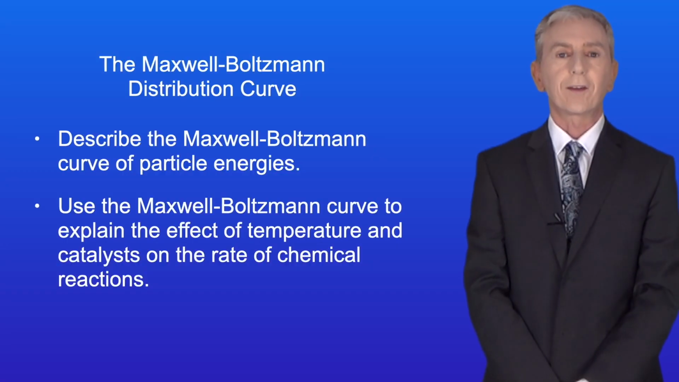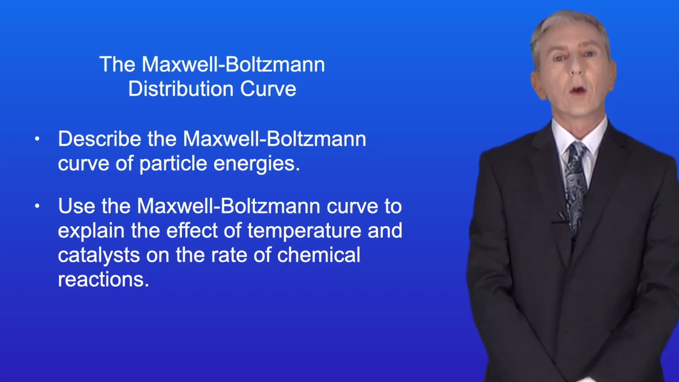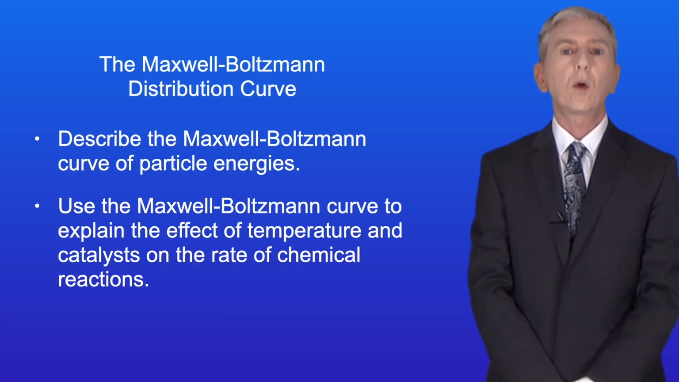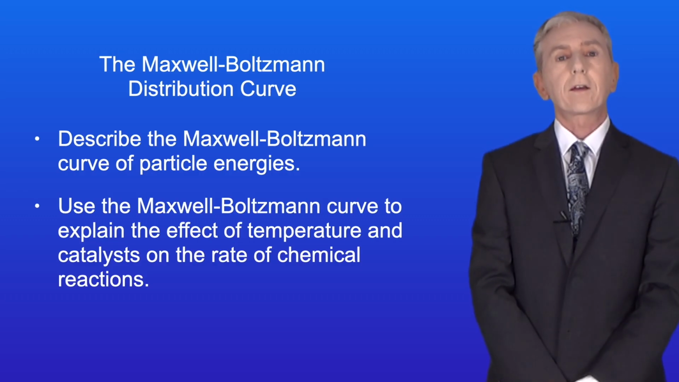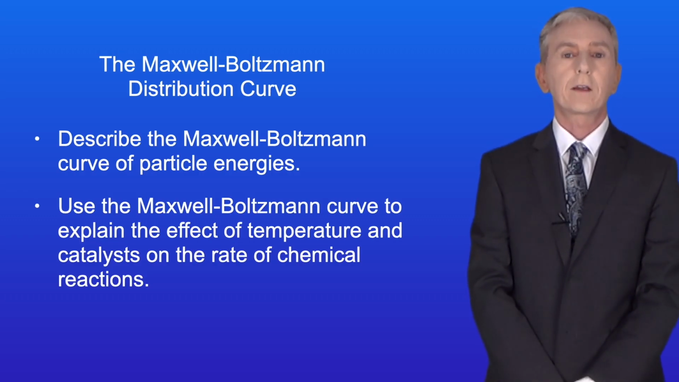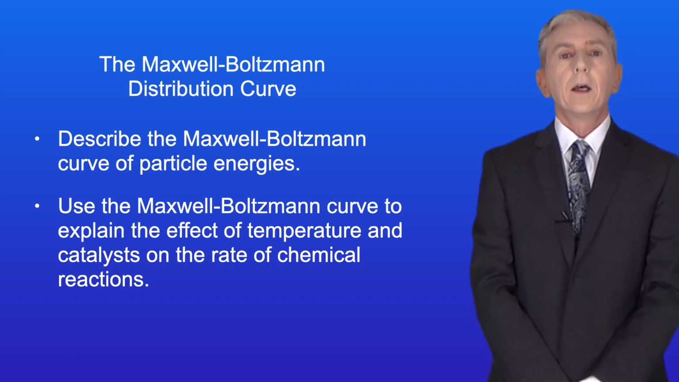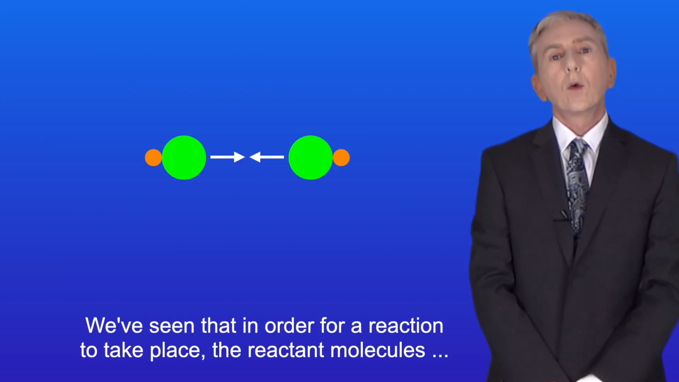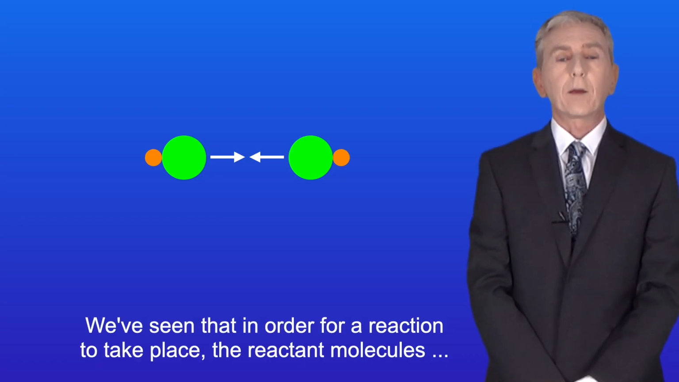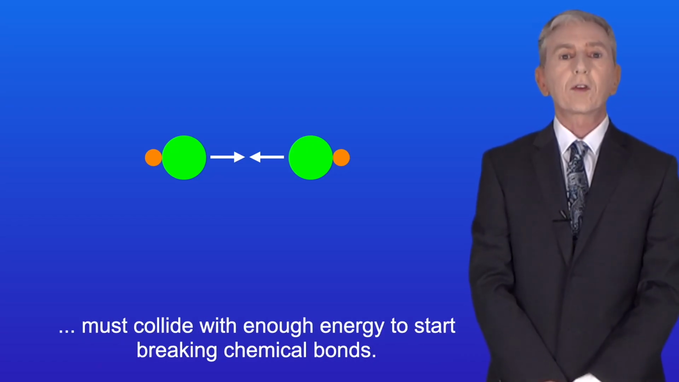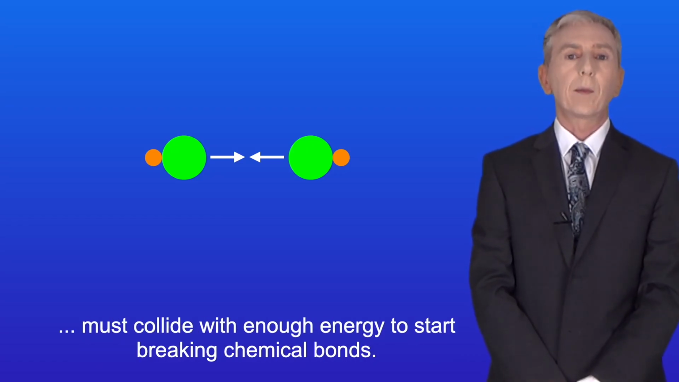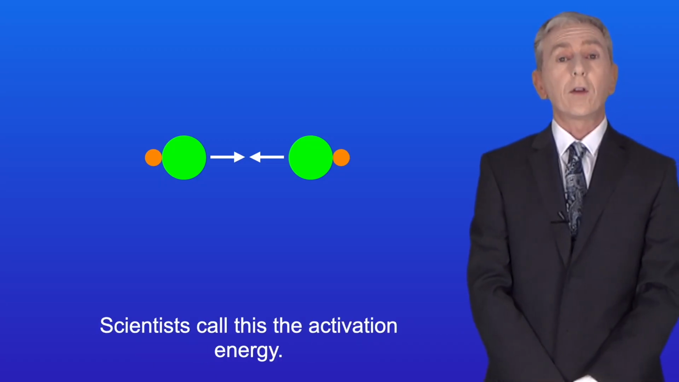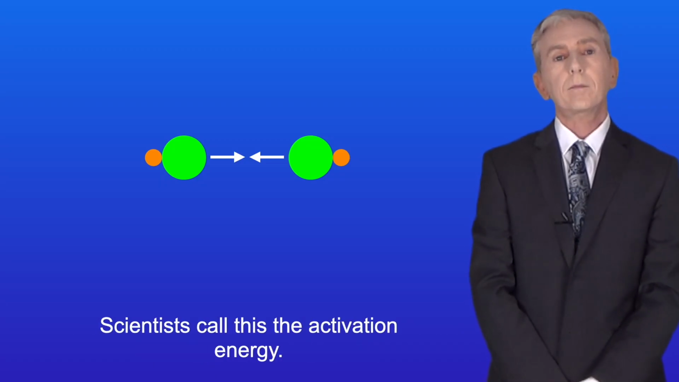Hi and welcome back to Free Science Lessons. By the end of this video, you should be able to describe the Maxwell-Boltzmann curve of particle energies. You should then be able to use the Maxwell-Boltzmann curve to explain the effect of temperature and catalysts on the rate of chemical reactions. Over the last few videos, we've been looking at the rate of chemical reactions. We've seen that in order for a reaction to take place, the reactant molecules must collide with enough energy to start breaking chemical bonds, and scientists call this the activation energy.